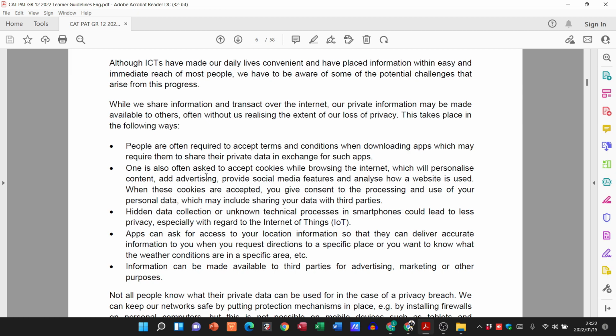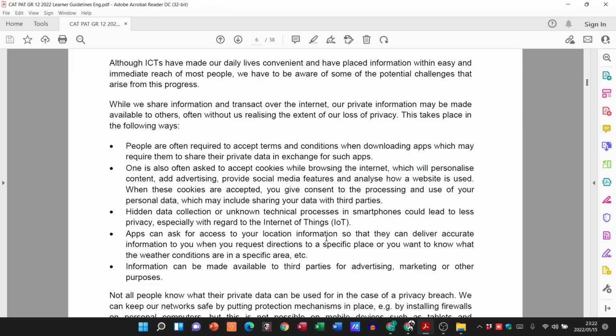One is also often asked to accept cookies while browsing the internet, which will personalize the content. This is why when you accept the cookies, they start providing you with ads and things that are basically tailor-made to what you've been searching. When these cookies are accepted, you are giving consent to the processing and use of your personal data, which may include sharing your data with other parties or third parties. Hidden data collection or unknown technical processes in your smartphones could lead to less privacy.